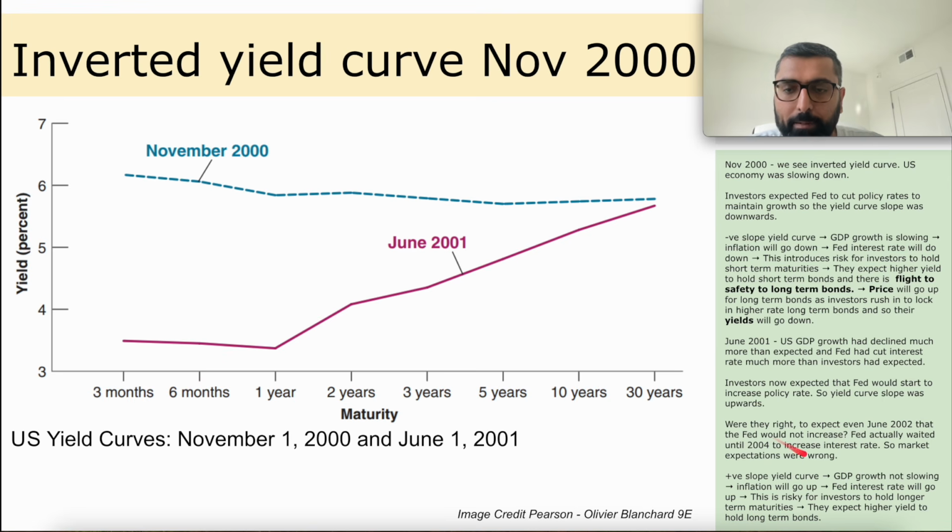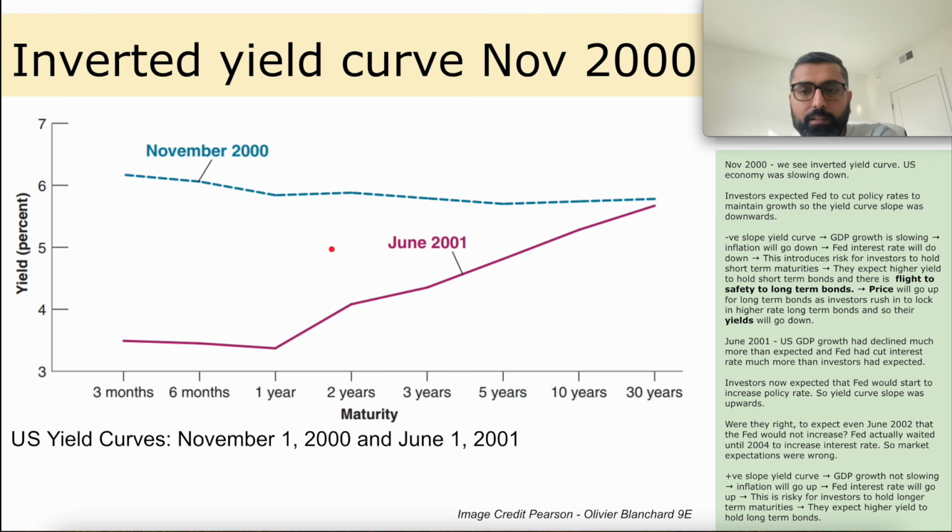In retrospect, what happened is that to expect that in June 2002, which is a year from June 2001, the Federal Reserve would not increase rates, and then would start increasing after, was the market consensus. So the expectation was that, but that didn't happen. The Federal Reserve didn't increase until 2004, and so the market expectations were wrong. And when market expectations are wrong and the central bank does something unexpected relative to market expectations, that has an impact on bond prices and stock prices.